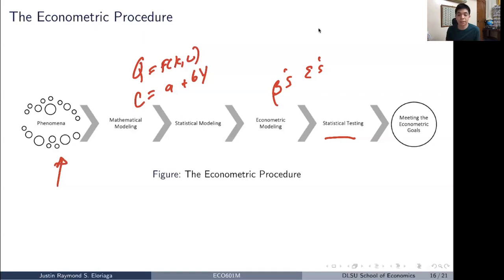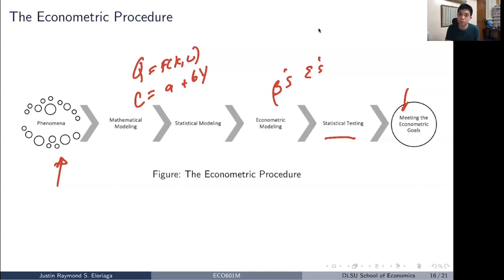And if we find that these results pass our diagnostics and our tests, then we try to use these results to meet the econometric goals. And that's ultimately what we want. We want to use the results of our model to analyze economic theories, inform our policy decisions, validate or oppose existing economic theories, and to forecast future quantities. So that's a brief overview of the econometric procedure.